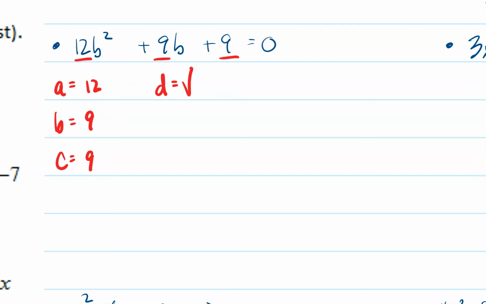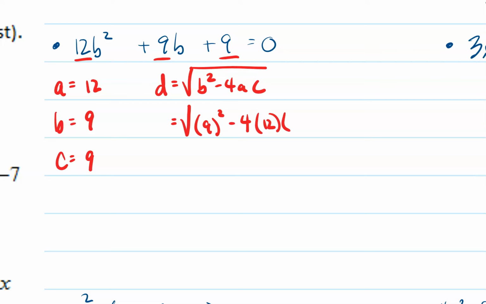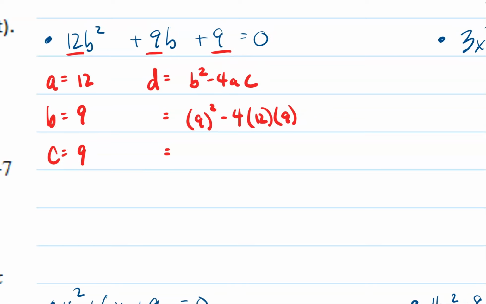My discriminant was described as b squared minus 4ac, which would be the square root of 9 squared, this 9 from the b value, minus 4 times our a value, times c, our value of 9. And sorry, I made a mistake here. The discriminant does not include the square root sign. We just want the number that's underneath the radical. So I'll calculate my discriminant this way.